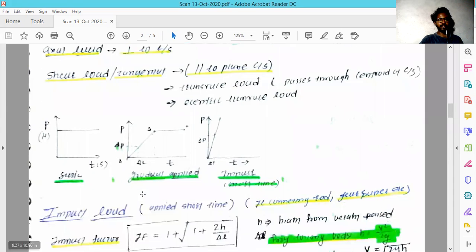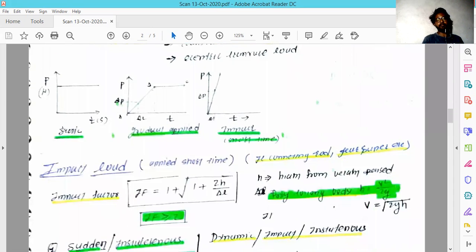So here are the three diagrams I have drawn with pressure with respect to time. Here is the static load, where you can see the diagram in which the pressure remains constant throughout the time span. The second diagram is about gradually applied load, in which we apply the gradual load up to a certain time span, and after that the load will be constant. So this is how we apply the gradual load.